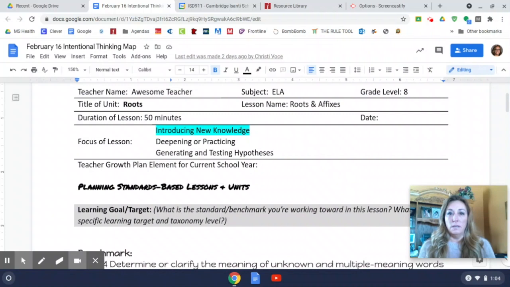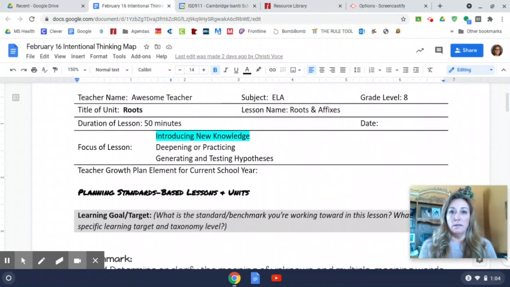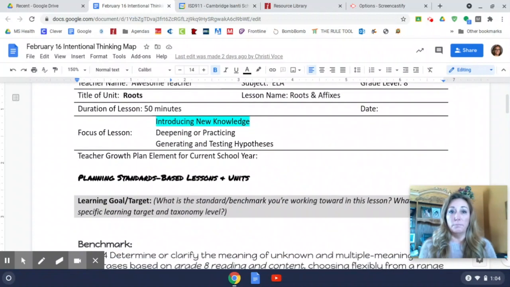We are looking at a lesson from somebody who filled this out last year for an observation, an ELA teacher, grade 8. This lesson is on roots and affixes. This teacher was going to be introducing new knowledge, but roots and affixes are a year-long thing for 8th grade, so we know this is part of a bigger plan.